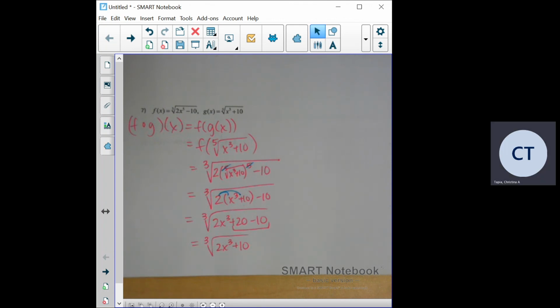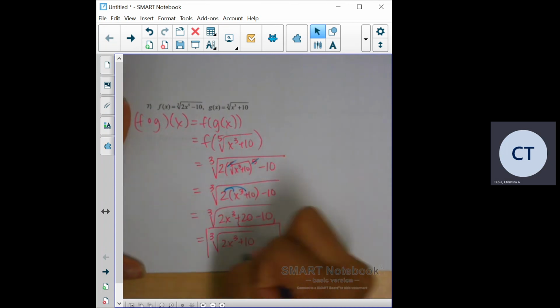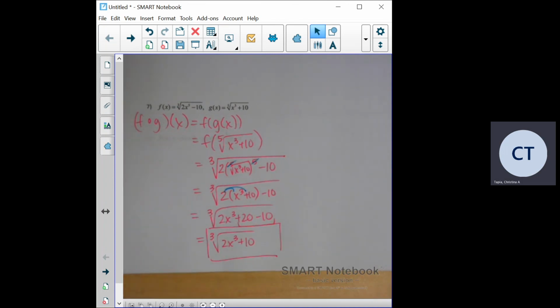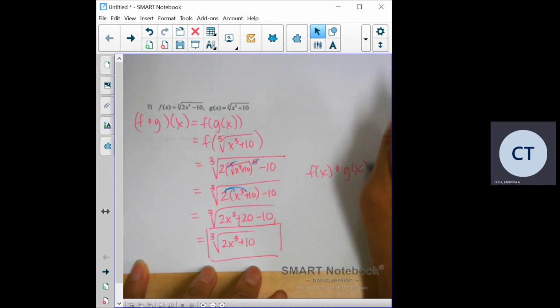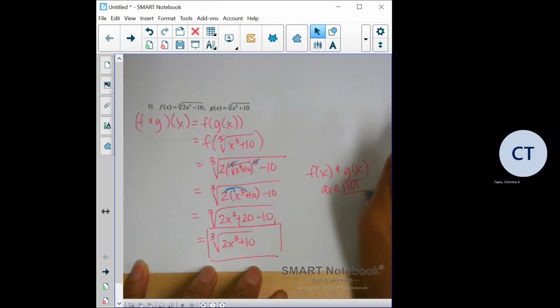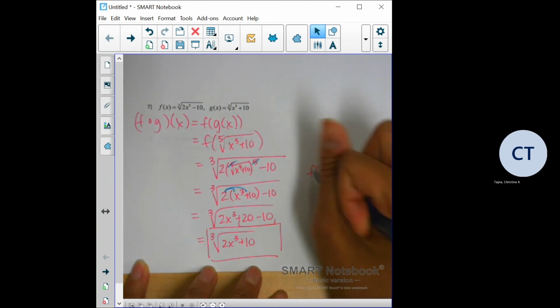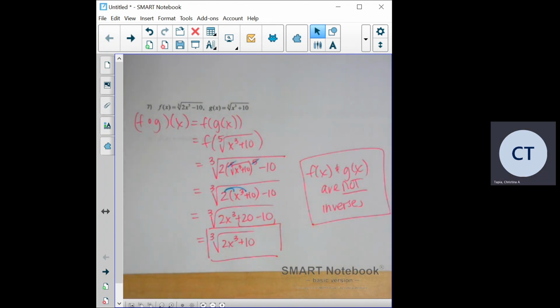Anybody else? Can I cancel or simplify anything else in here? I could factor out a 2, but that would only really be helpful if I was dividing by something. But I do like your thought process. Yeah, no, we can't factor. We can, but it's not going to change my answer. Unfortunately for us, this is our answer. Does that equal x? No. So what does that mean? They're not inverses. f of x and g of x are not inverses of each other.